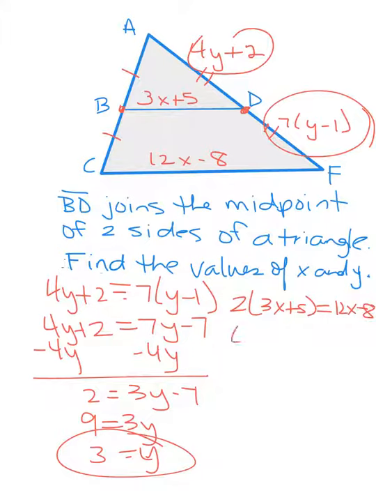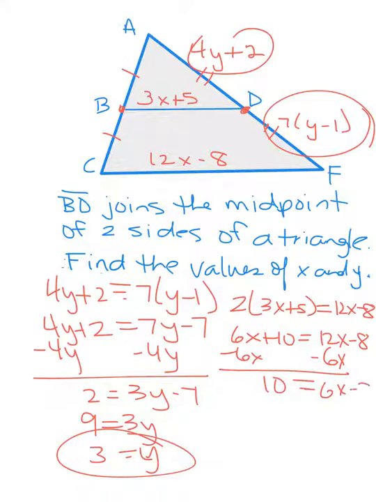And then again I distribute, so I have 6x plus 10 is equal to 12x minus 8. Bring my 6x to the other side. And I have 10 is equal to 6x minus 8. Add the 8 and I have 18 is equal to 6x. So x is equal to 3.